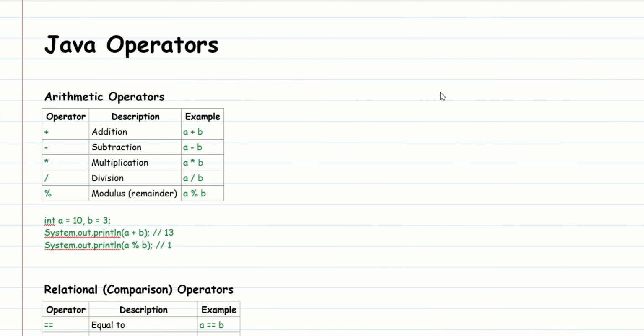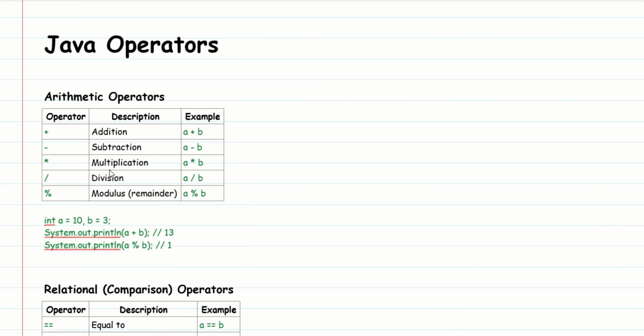In Java, operators are special symbols used to perform operations on variables and values. So Java provides a rich set of operators grouped into several categories. Let's see them one by one. We have arithmetic operators, which are used for basic mathematical operations. So we have addition, subtraction, multiplication, division, and modulus.